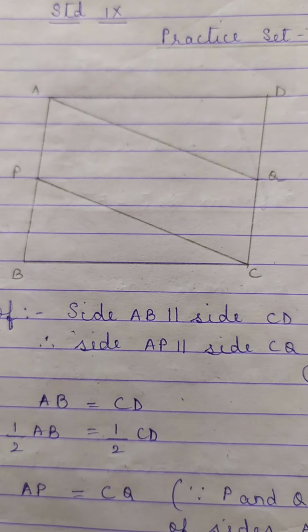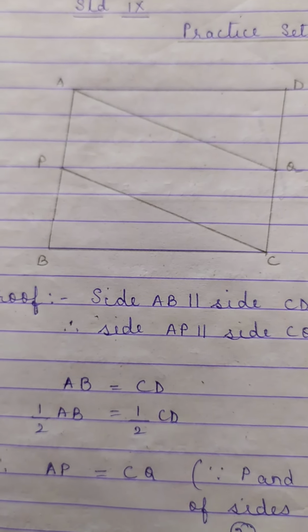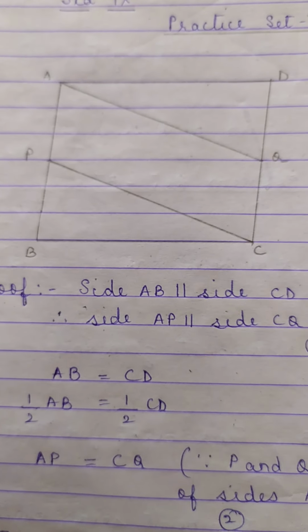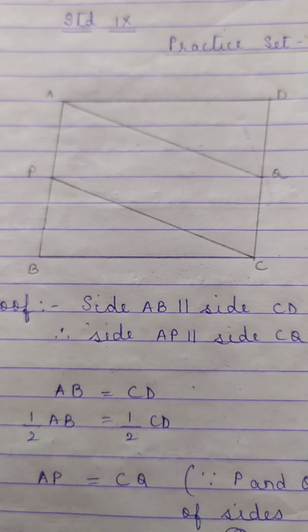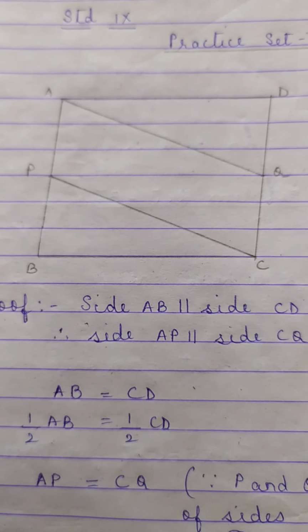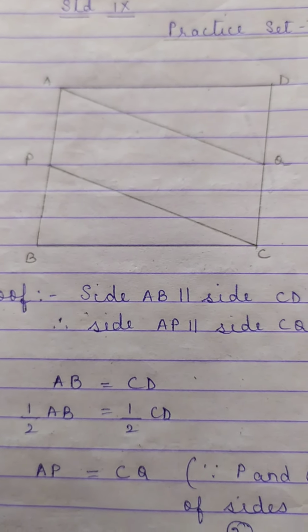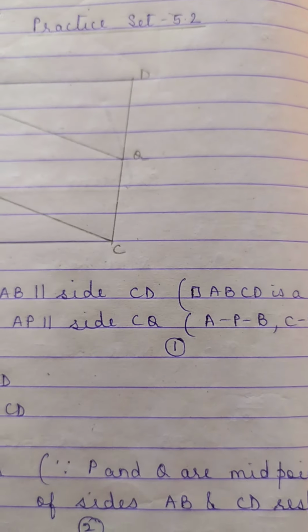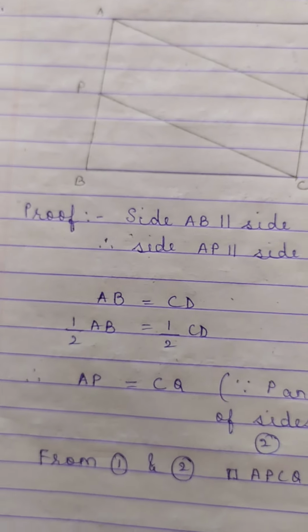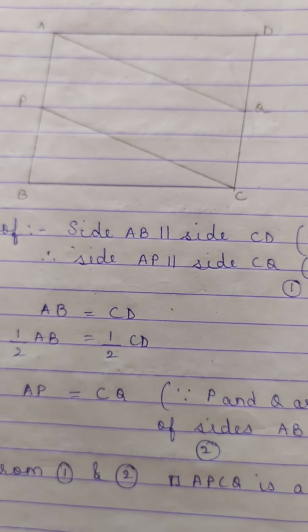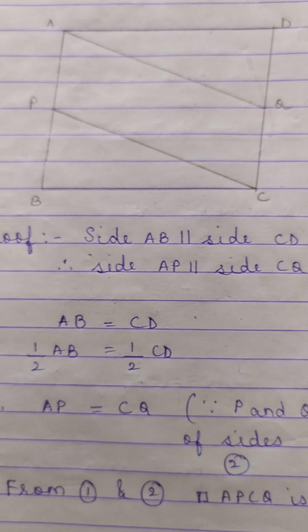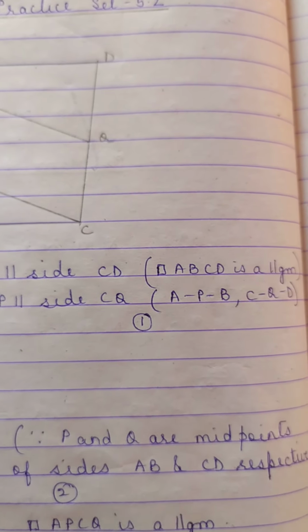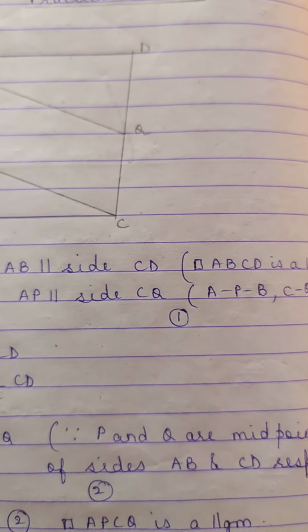This is the figure. P and Q are the midpoints of sides AB and DC. You have to prove quadrilateral APCQ is a parallelogram. Now, since you are given quadrilateral ABCD is a parallelogram, we know side AB is parallel to side CD. That's given. Now, since AB is parallel to CD, you can write side AP parallel to CQ. Reason: A-P-B, C-Q-D.